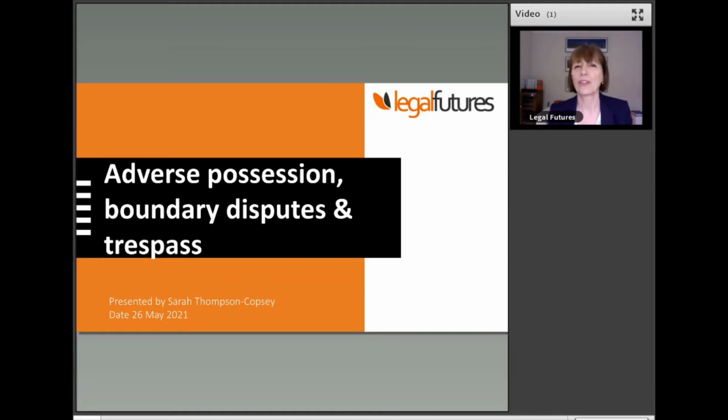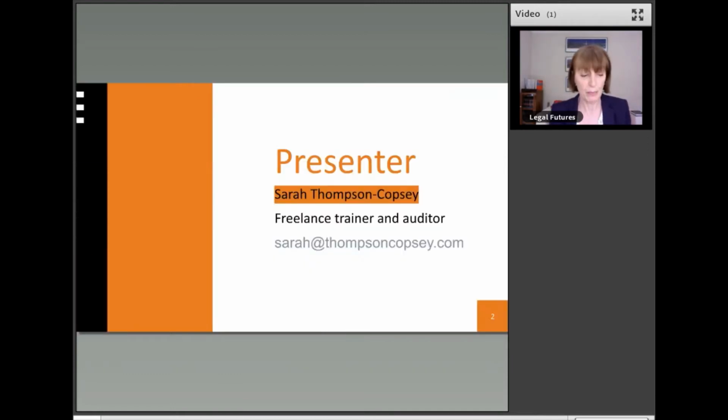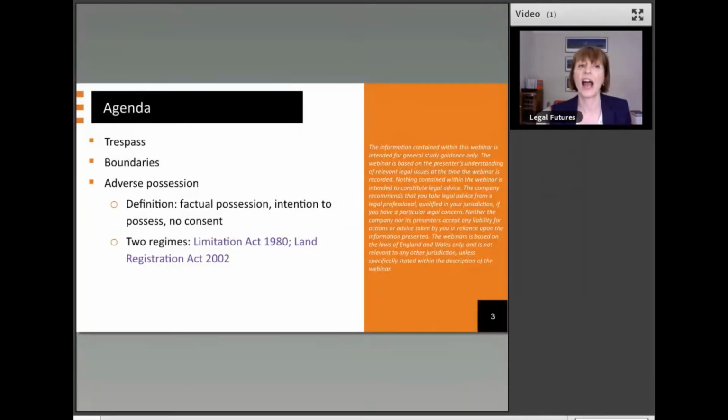A neighbour will say that my neighbour next door has put the fence in the wrong place, put the hedge in the wrong place, leaned a ladder over my property. And all of that will revolve around the concepts of trespass, adverse possession and boundaries. And so that's what we're going to be looking at today.